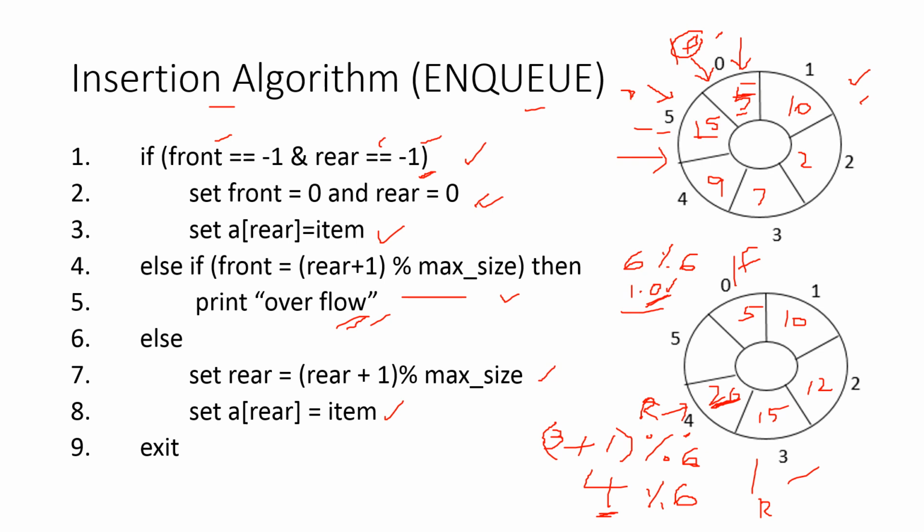If front is equal to -1 and rear is equal to -1, set front is equal to 0 and rear is equal to 0, and in that location you are entering the item. For the overflow situation, where there is no space, you have to check whether space is there. For checking that, go through this formula: front is equal to (rear + 1) % maximum size. If this is the case, then it is overflow, no space. And if space is there, you have to increase the rear value using this formula, and then in that particular rear value we are going to enter the new item. Okay, so this is about insertion.